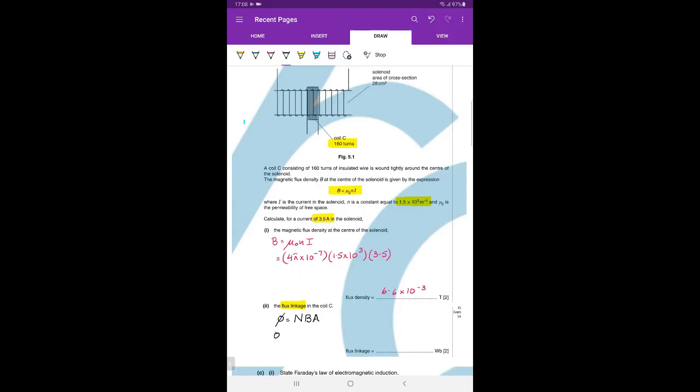6 times 10 to the power of minus 3. Area is in centimeter square, 28. So that needs to be converted. So 28 times 10 to the power of minus 4. ठीक है, सेंटीमीटर स्क्वायर टू मीटर स्क्वायर. सो ये 5 का रिजल्ट आ जाएगा. 3 times 10 to the power of minus 3 Weber. I'll need this answer. जरा थोड़ी देर के लिए इस रिजल्ट को याद रख लेना.